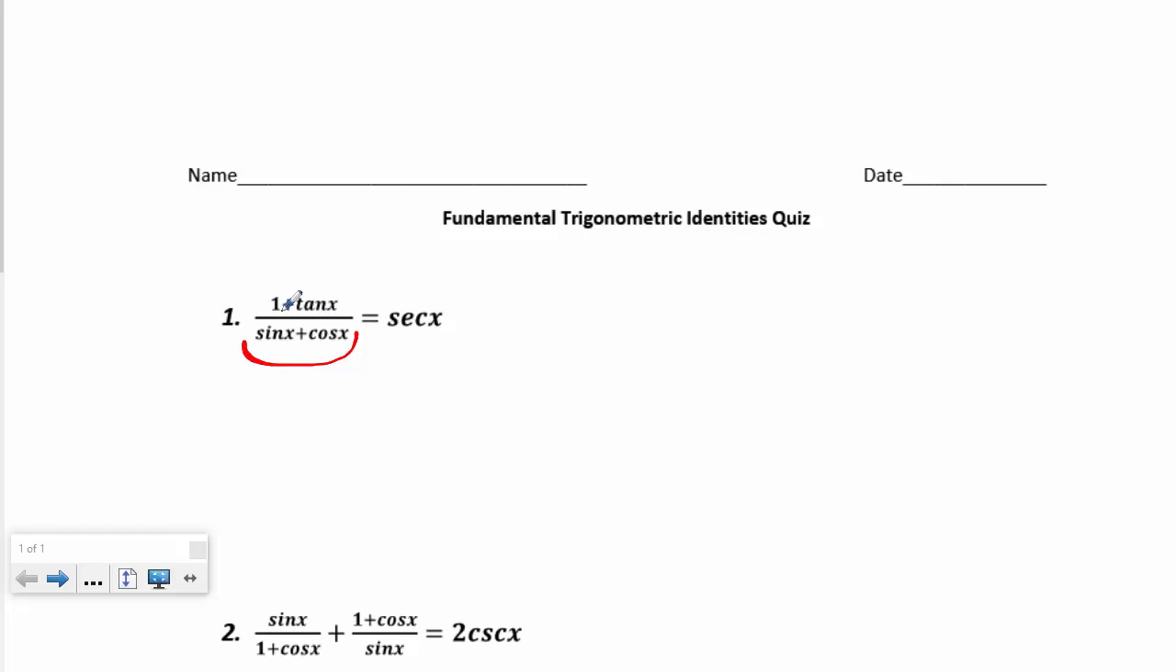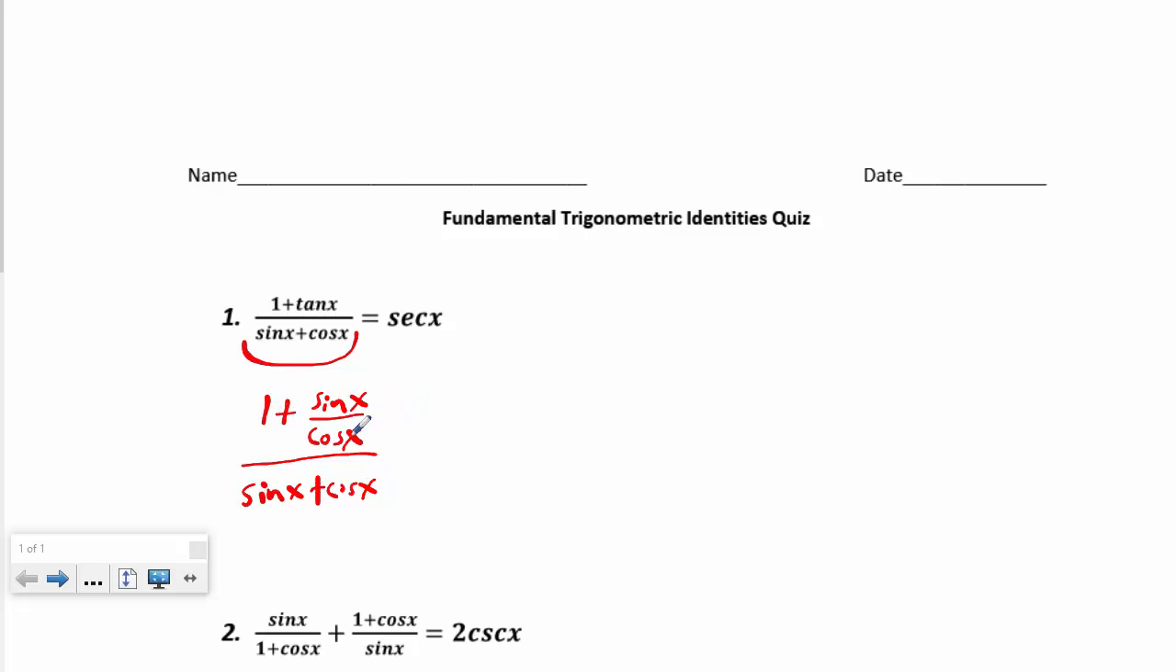So we're going to take a look at the top of this quotient here. We have 1 plus tangent x. A useful trick when you're solving problems like this is to make everything in terms of sine and cosine. Sometimes that works, sometimes it doesn't, but this is one that I think is a good candidate, so let's give it a try. We have 1 plus sine x over cosine x. If you recall the quotient identity, tangent x is the same thing as sine x over cosine x. On the bottom, we're going to leave it as we have it, sine x plus cosine x.